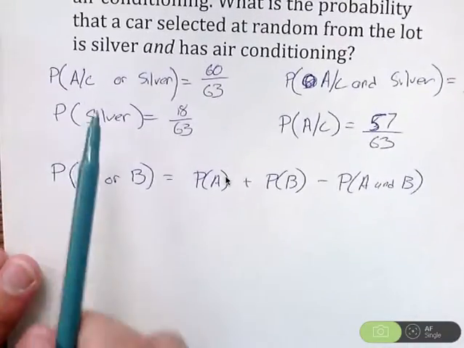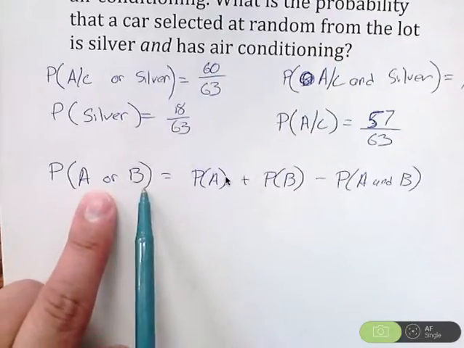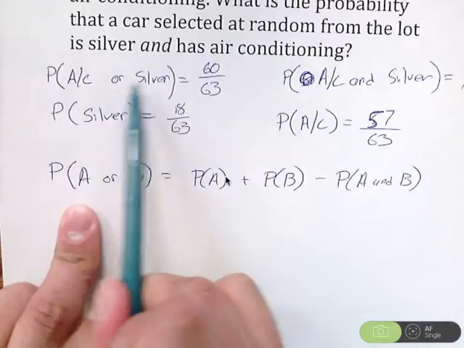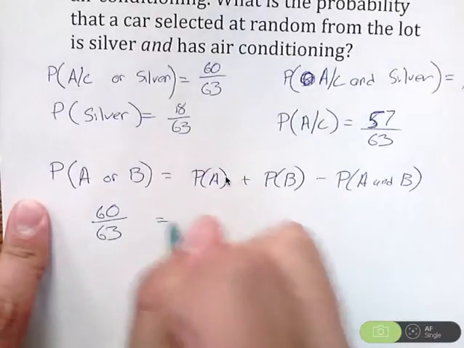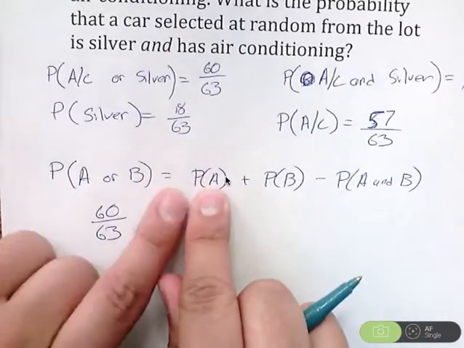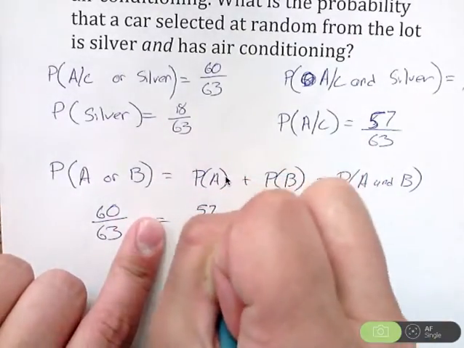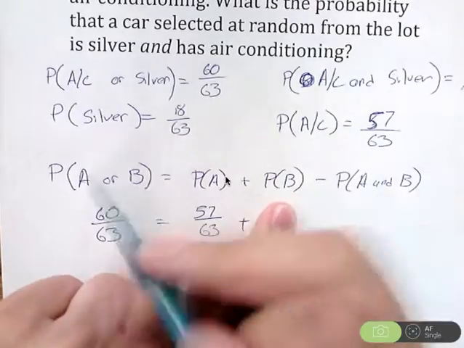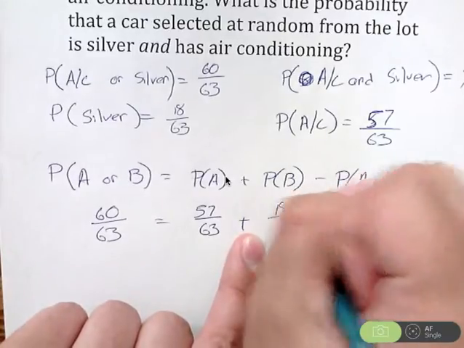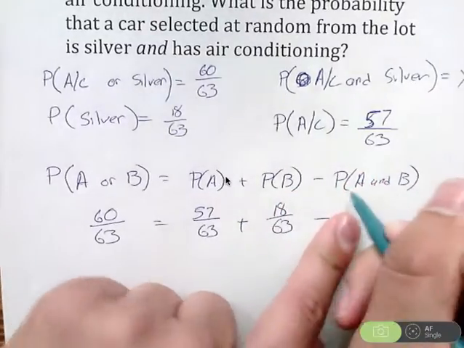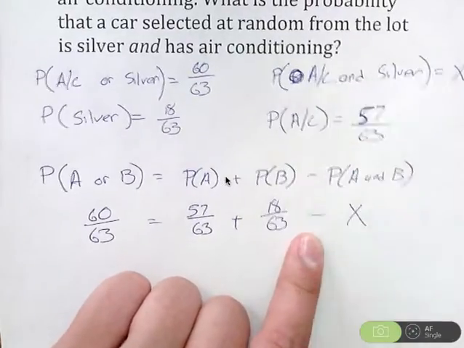So up here I have my actual words. Down here I have my symbol. So all it's going to be is a little replacement. A or B is obviously AC or silver, so the 60 over 63 is going to go there. I treated AC as A, so the probability of AC is 57 over 63. I treated B as silver, so the probability of silver is 18 over 63, minus the probability of A and B, AC and silver, which we don't know, so let's put an X there.